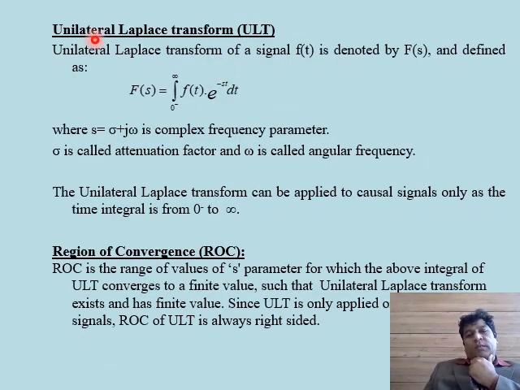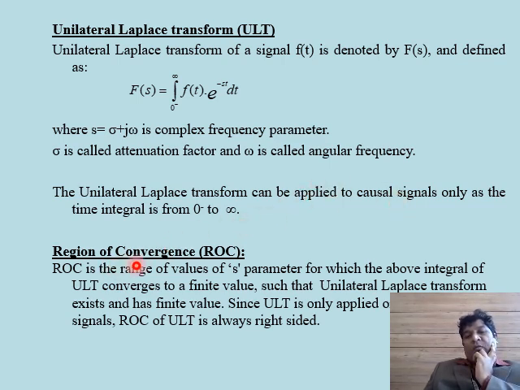Now next we are going to discuss unilateral Laplace transform. It is given by this integral from 0 minus to infinity of f of t into e power minus st dt. Now this unilateral Laplace transform is applied to the causal signals because the time integral is from 0 to infinity, which is applicable to the causal signals.